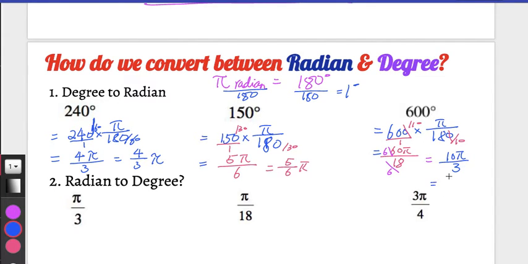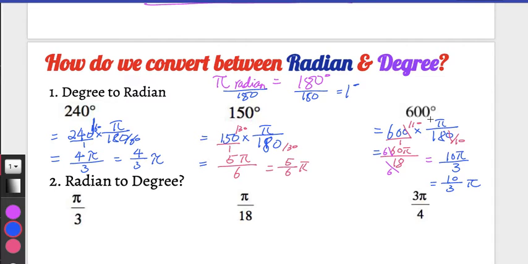Again, you can still write this as 10 over 3 pi, but you cannot put pi in the denominator because they're not equivalent, okay? So either on the top or on the side. This is 10 pi over 3. This is how much radian, same as 600 degrees.